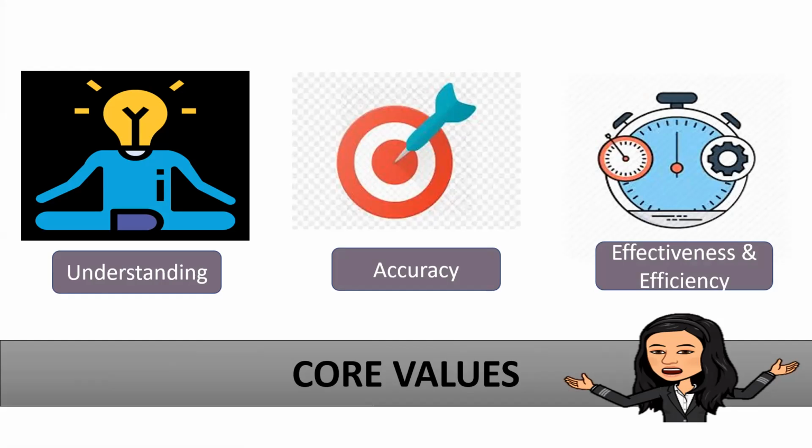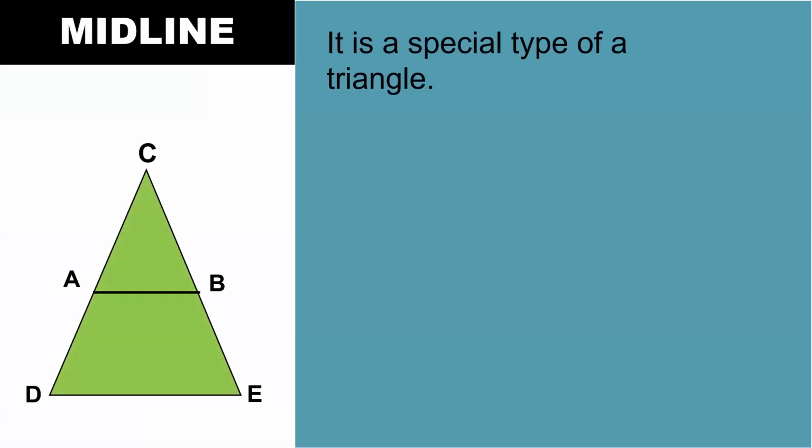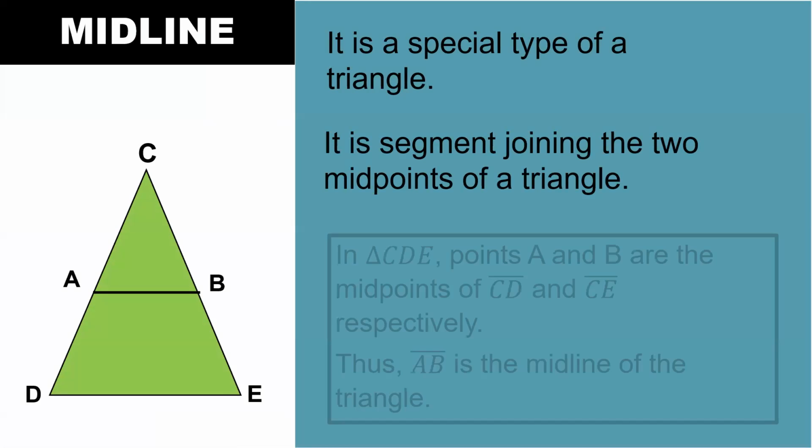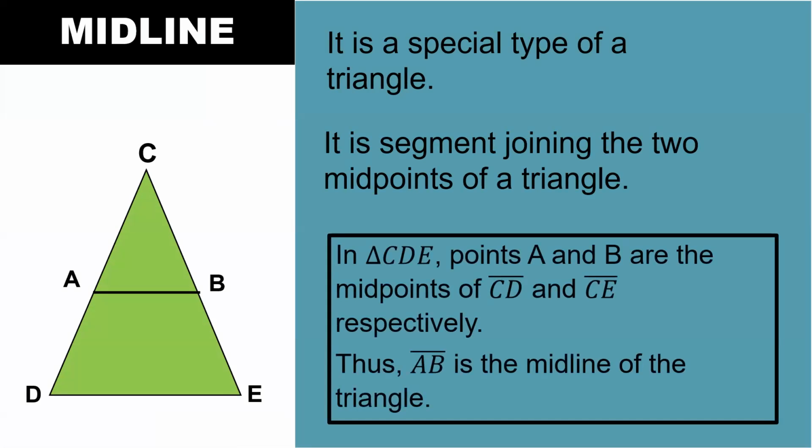Okay, so before we start, let's define first a midline. So what is a midline? When we say midline, it is a special part of a triangle. It is a segment joining the two midpoints of a triangle, just like in this given illustration. We have triangle CDE and points A and B are the midpoints of segments CD and CE. And AB is the midline of the triangle.